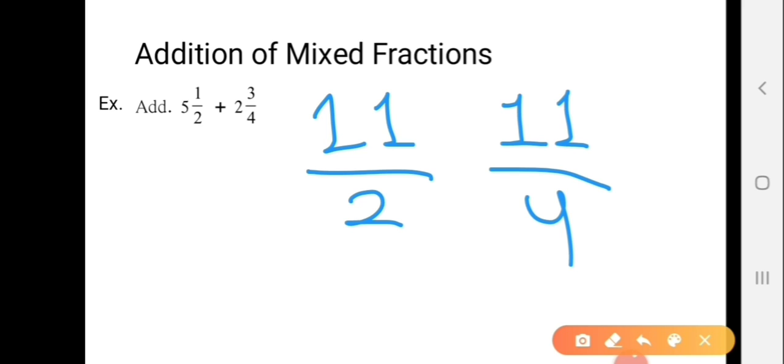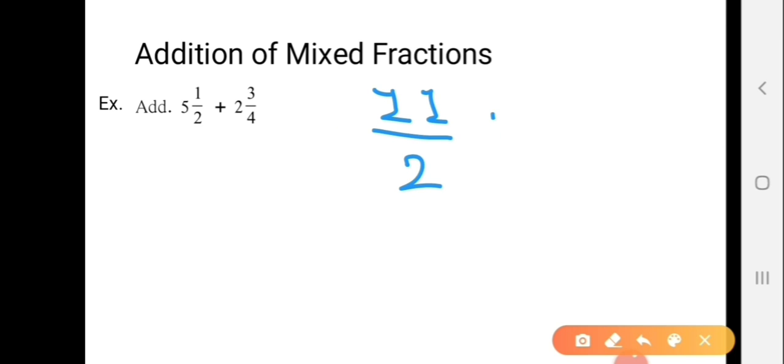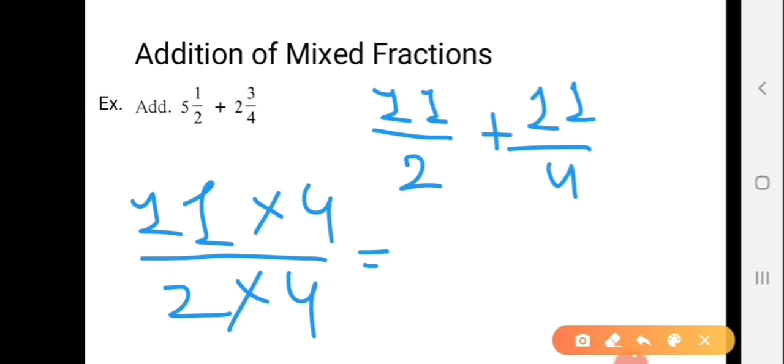So what we have to do here is add both these numbers. So let's just add 11 by 2 plus 11 by 4. Oh no, they are unlike fractions. So let's convert them to like fractions. So 11 multiplied by 4 by 2 multiplied by 4. So our answer is 11 multiplied by 4, 44, and by 2 multiplied by 4, 8. So just note down in your book.